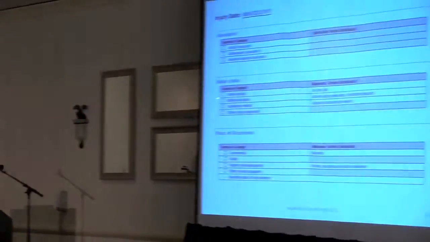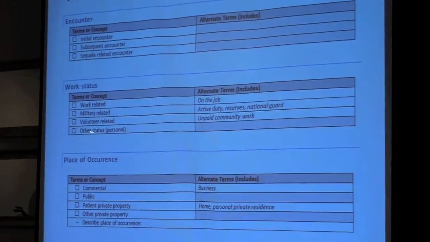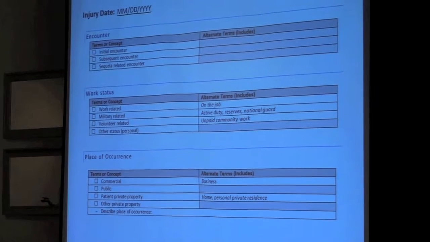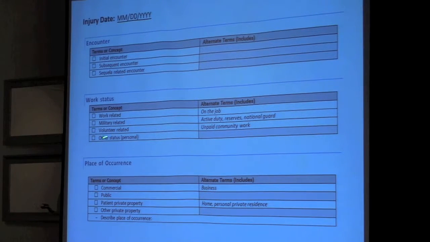Well, one thing I would do is build into my process a way that I just routinely capture for every injury. What was the date? Was this the initial encounter, subsequent encounter, or was it for a sequela? What was the work status, right? Were they on the job? Was this military related? Was it volunteer? Because we know those all go to a specific code. What was the place of occurrence? And again, describe the place specifically, but was it commercial, public, etc.?